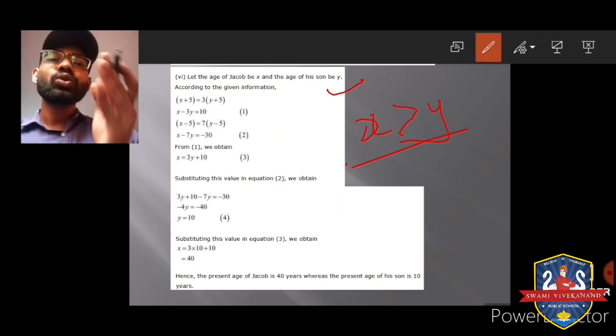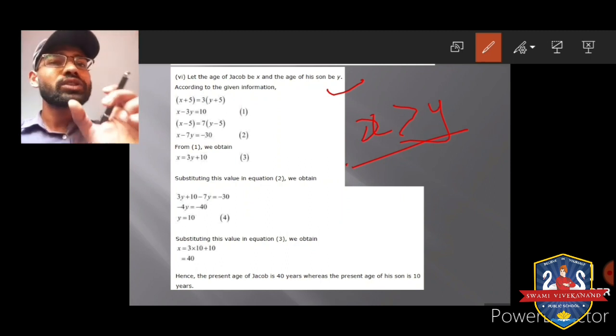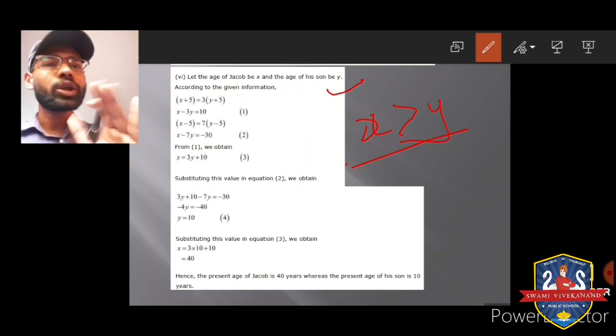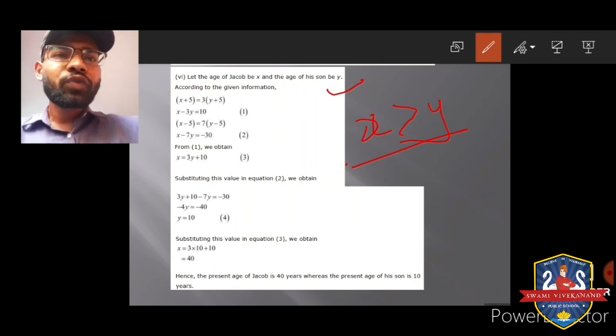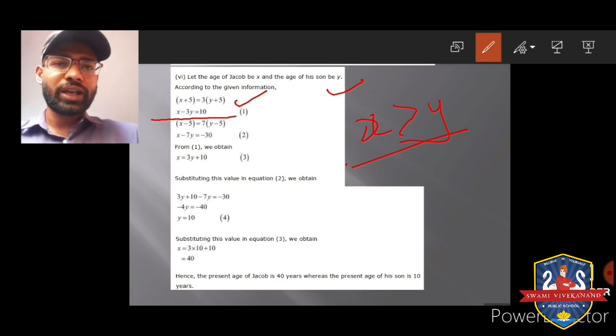If one number is 3 times less than another number, then we will multiply that number by 3, only then both will be equal. So from here we get x plus 5 is equal to 3 times y plus 5, and we get x minus 3y is equal to 10.